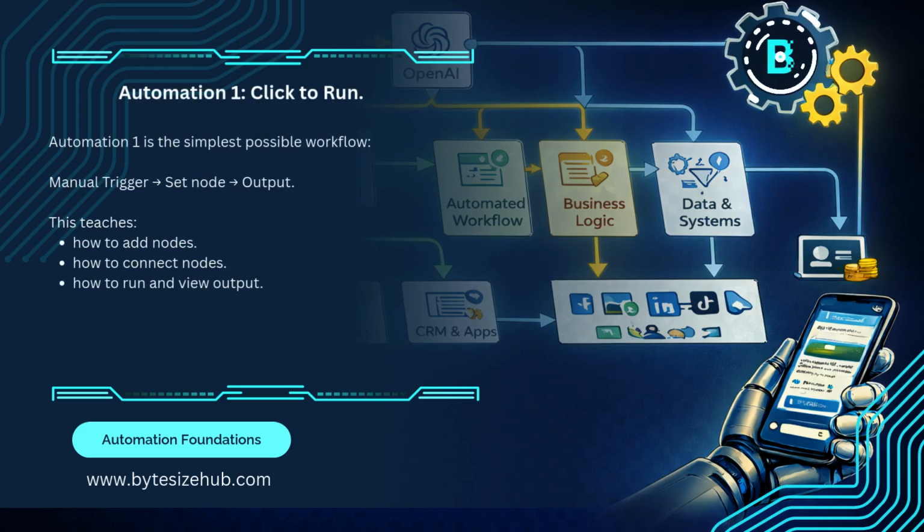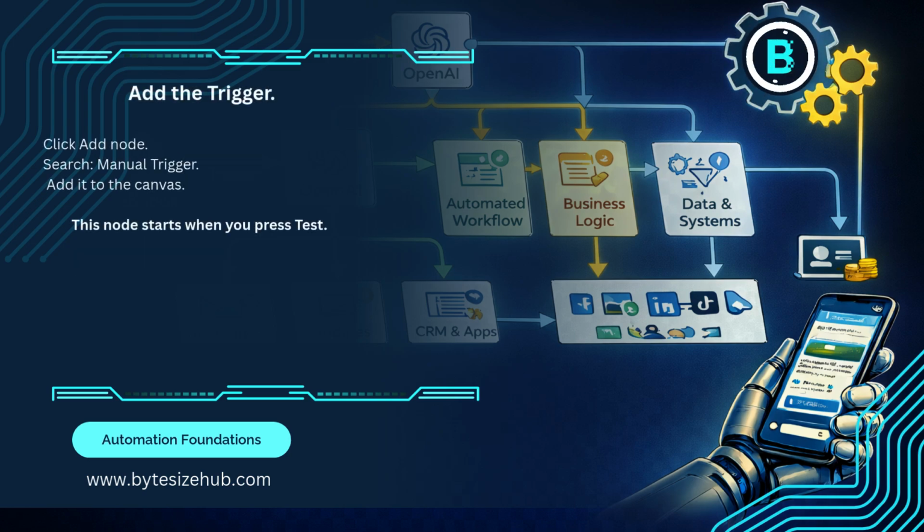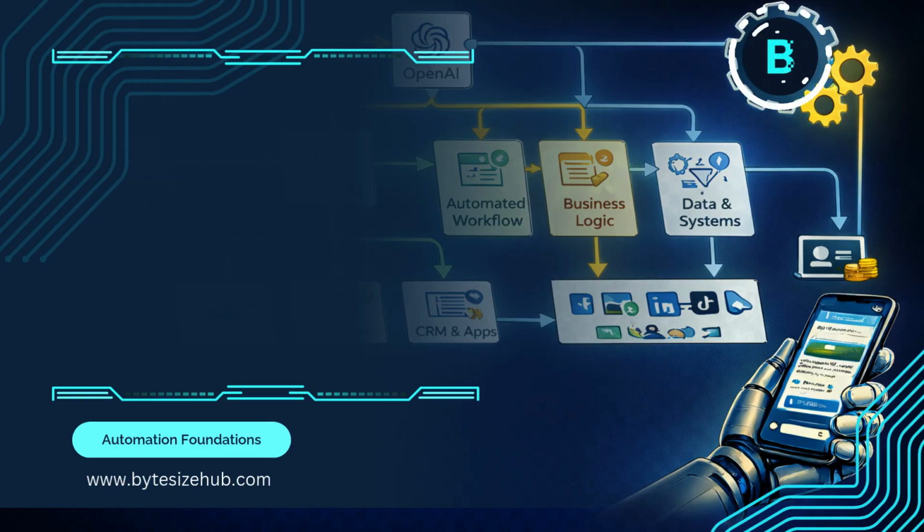Automation 1, click to run. Automation 1 is the simplest possible workflow: manual trigger, set node, output. This teaches how to add nodes, how to connect nodes, how to run and view output. Add the trigger. Click Add Node. Search, Manual Trigger. Add it to the canvas. This node starts when you press Test.